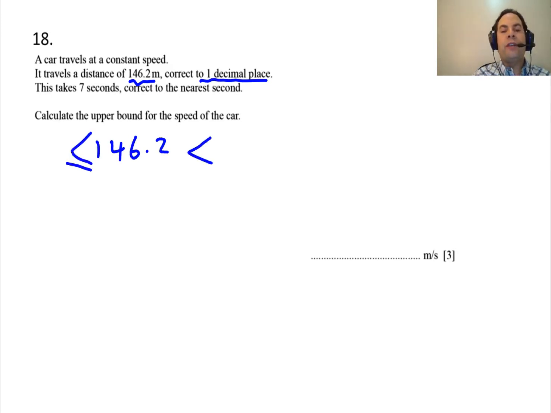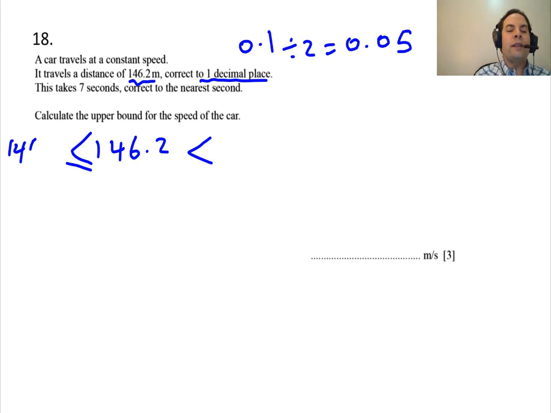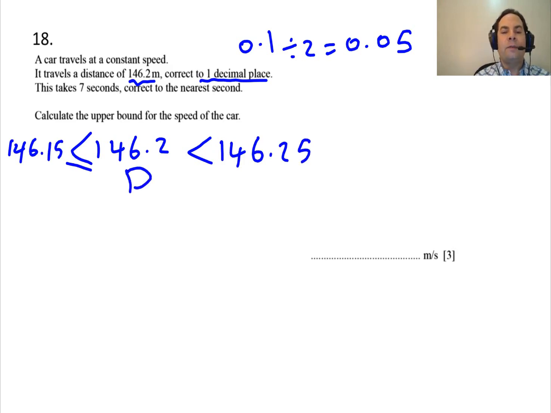corrected to 1 decimal place means 0.1. Divide this value by 2 and you will get 0.05. If you subtract 0.05 from 146.2, you will get 146.15. This is the lower bound. To get the upper bound, we add 0.05, which gives 146.25. These are the limits of the distance, upper and lower.